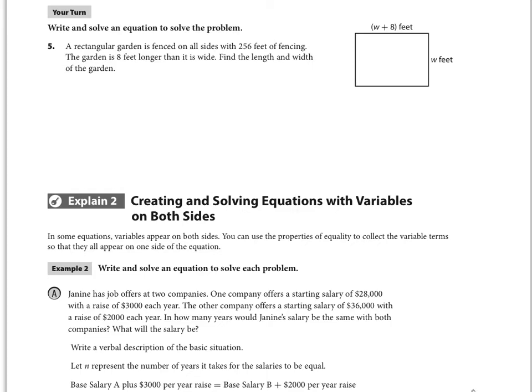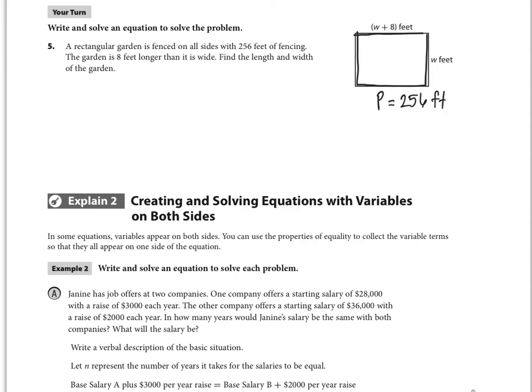So the fencing is the part that's going around. Right here, I'm trying to show it to you by just kind of tracing along the sides. That's the fence going around, and there's 256 feet of it. So that's actually my perimeter. So the perimeter is 256 feet.